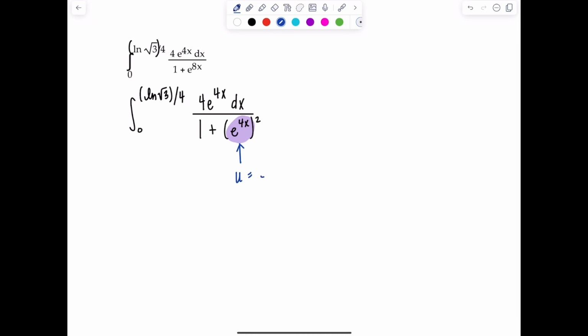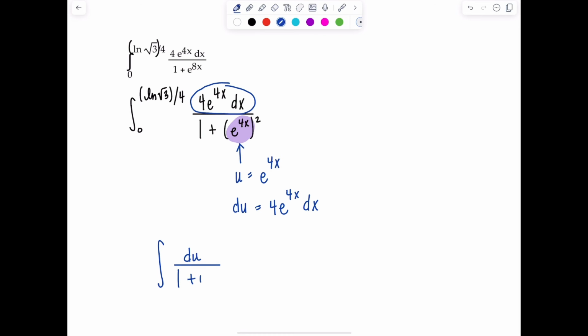So if u is e to the 4x, du would be 4e to the 4x dx. And oh my stars, here it is. That's my du. Wow. The other thing is, we need to change our limits of integration. So right now, let me just fill in what we have. du in the numerator over 1 plus u squared.